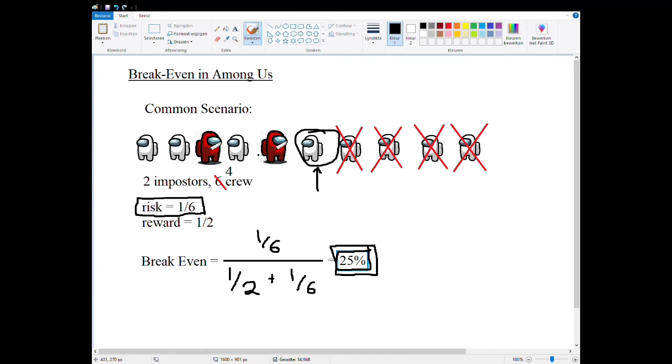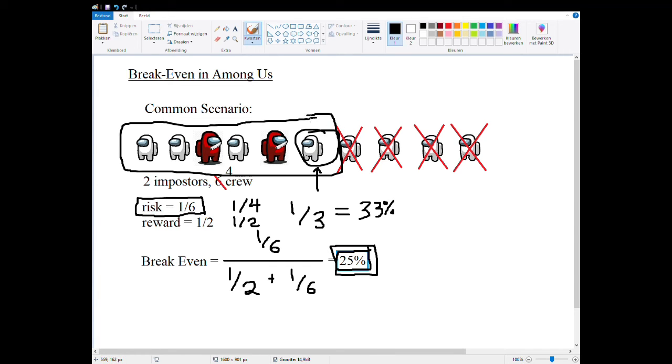So you could say, okay, the risk is now, well, a little higher. It's now 1/4, but the reward is still 1/2. And if you plug these numbers in, you will get 1/3, if I'm not mistaken. But the details don't matter. You'll get something relatively low. Most of the time this yields a pretty low result, right? So you only have to be 33% sure of one of these remainders being an imposter.